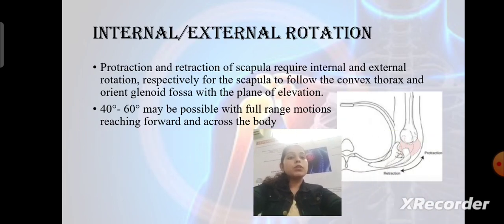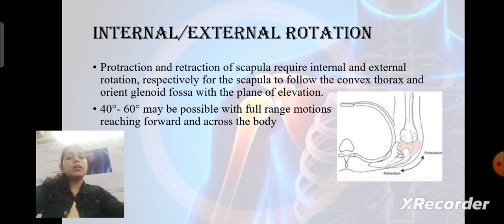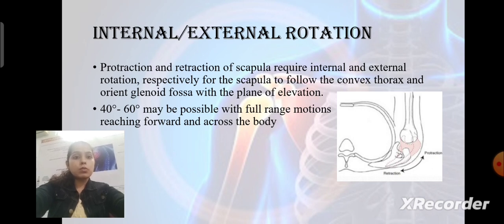First, we talk about internal and external rotation. Protraction and retraction of the scapula require internal and external rotation, respectively, for the scapula to follow the convex thorax and orient the glenoid fossa with the plane of elevation. Forty to 60 degrees may be possible with full range of motion reaching forward and across the body.